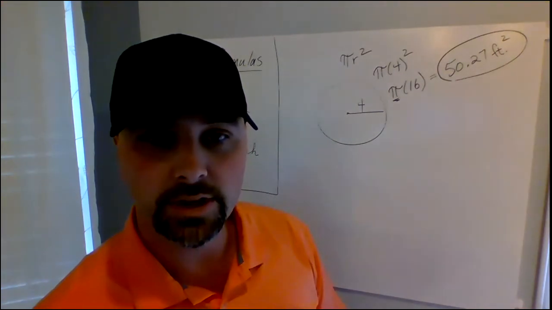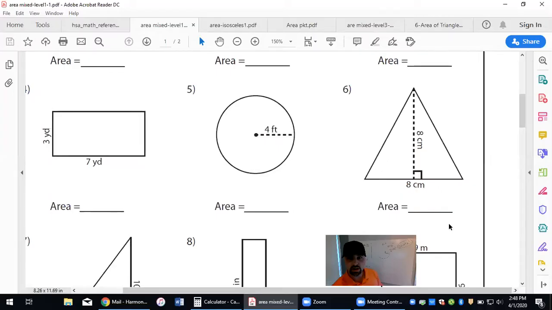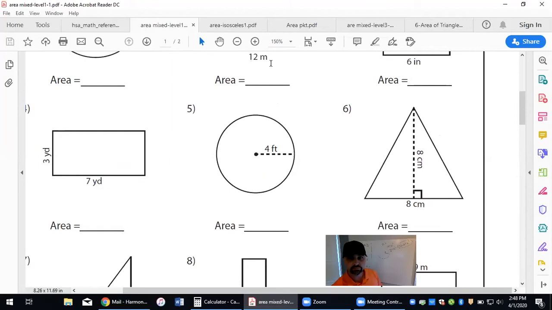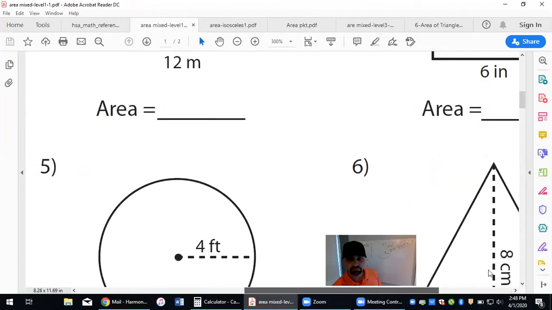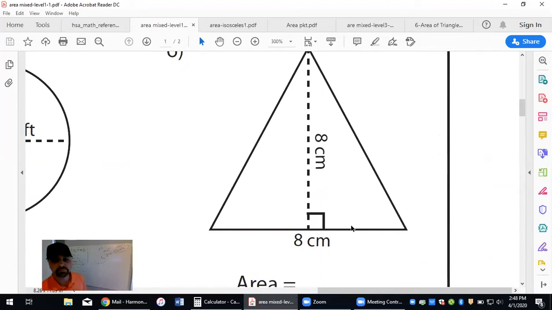All right, let's take a look at the next one. Okay, it is a triangle. Okay. So why don't you pause the screen, try and find the area of that triangle. Okay, then come back.